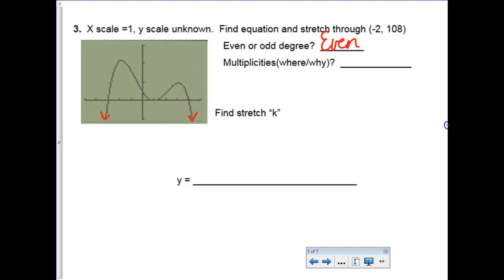And then are there any multiplicities? And then can you figure out where they are and why? You can tell me that. So anytime it bounces off of the axes, we're going to assume there's a multiplicity of 2. So like right here, which is at x equals 1, there's multiplicity 2. And the reason for that is because it bounces. I know that's not the official term, but that's what we say.